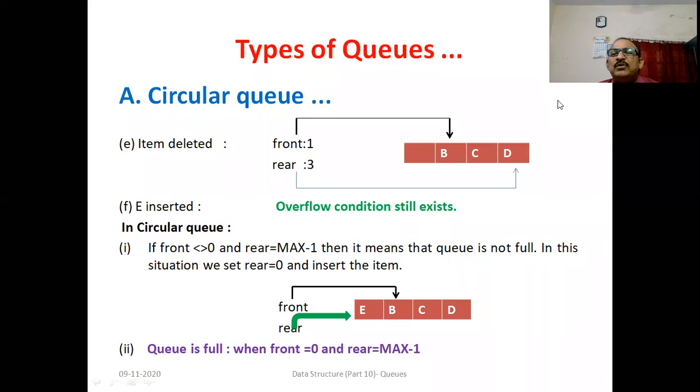Suppose front is pointing to 0 and the item at that place is A, and we are going to delete an item from the queue. So A will be deleted, and what will be the situation? Front is pointing to element B and rear is pointing to element D. Is it clear? And now we want to insert an element at this place. We have already seen this scenario. Here we can say the overflow condition still exists. We cannot perform the addition operation in this scenario.